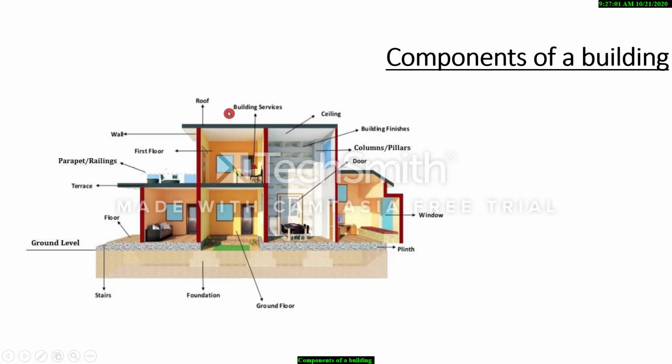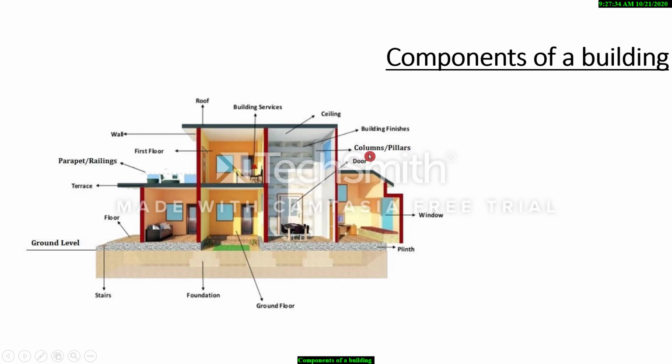So we'll see the various components of the superstructure. It includes the roof for covering the building. Then we have the building services, like various electrical, plumbing, so many things will be a part of the building. We have the ceiling, it is the internal part of the roof. Then the building finishes will be there for the walls. Not only will we go for painting, but in some places they will go for tile.